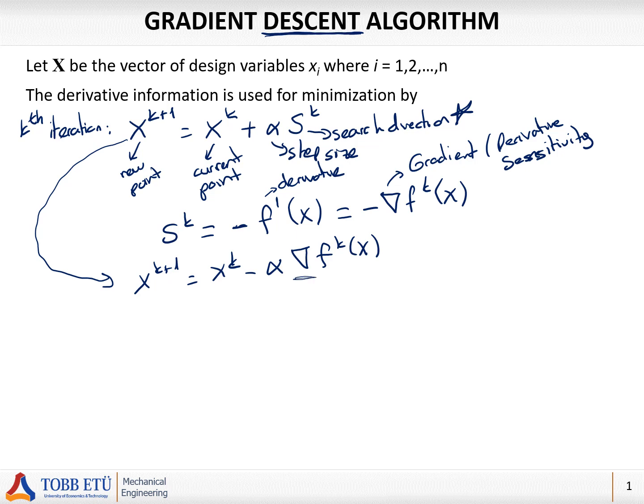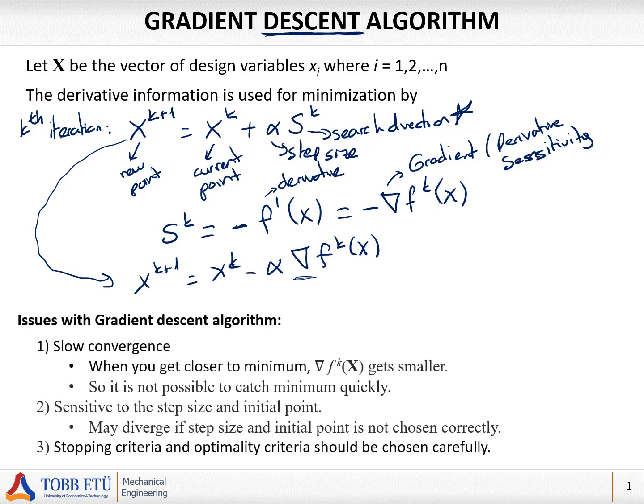So this is a useful, simple method, but there are some issues. Let's check them. It has slow convergence. When you get closer to the minimum, the gradient delta f will get smaller, so it's not possible to reach the minimum quickly. It is also sensitive to the step size and initial point. For the initial point, initially we can try different values, and it is sensitive to that. Also the step size alpha is important to choose, because the method might diverge if the step size and initial point are not chosen correctly. So we have to be careful. Stopping criteria and optimality criteria should be chosen carefully. These are important as well.